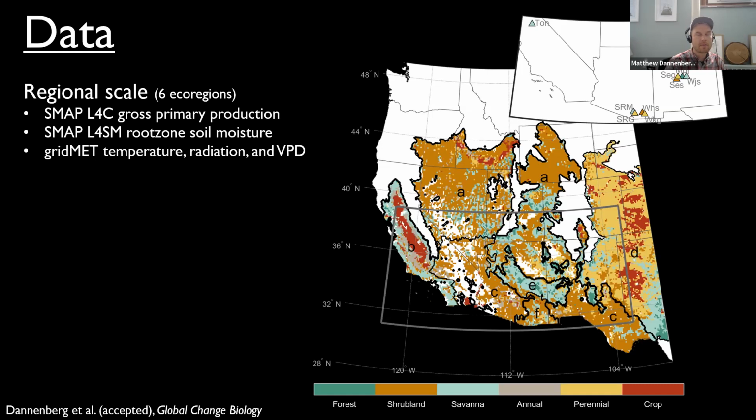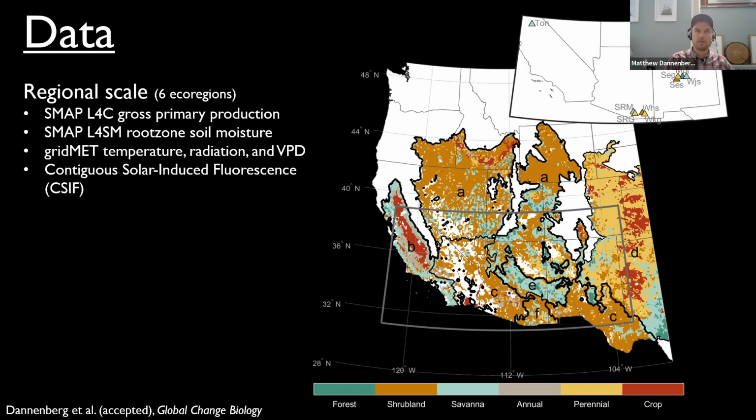A fundamental issue with using a product like the SMAP gross primary production for this kind of analysis is that it's a light use efficiency model that has response functions already built in to soil moisture, VPD, and temperature. And so essentially the SMAP gross primary production model assumes that if you have high soil moisture, you have high gross primary production. If you have high VPD, you have less primary production.